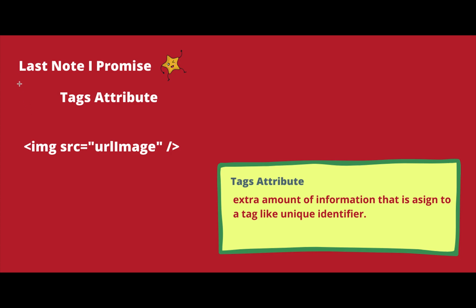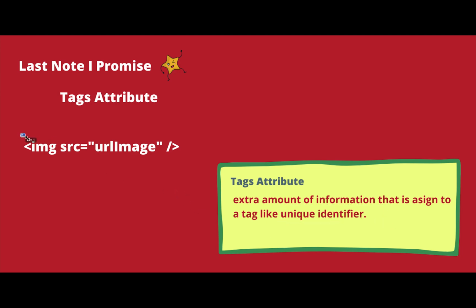All right, so the last note that we need to read to understand is the tag attributes. A tag attribute is essentially an extra amount of information that we can assign to a tag, like a unique identifier. This area right here is just an example.